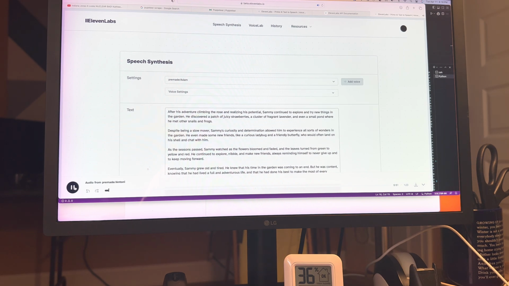After his adventure climbing the rose and realizing his potential, Sammy continued to explore and try new things in the garden. He discovered a patch of juicy strawberries, a cluster of fragrant lavender, and even a small pond where he met other snails and frogs. Despite being a slow mover, Sammy's curiosity and determination allowed him to experience all sorts of wonders in the garden. He even made some new friends.